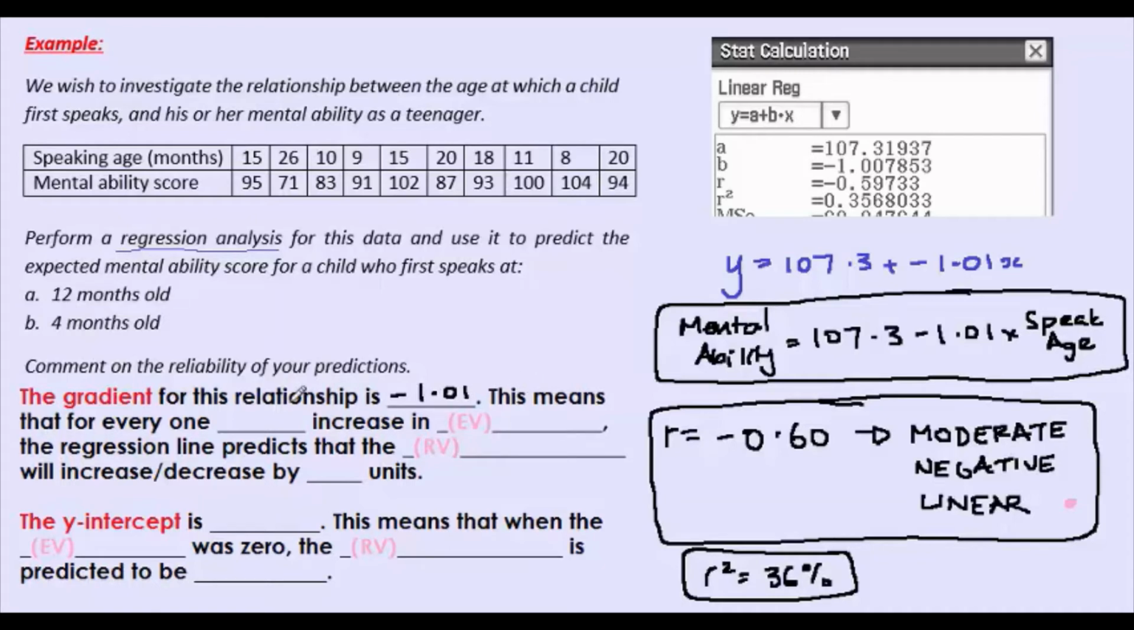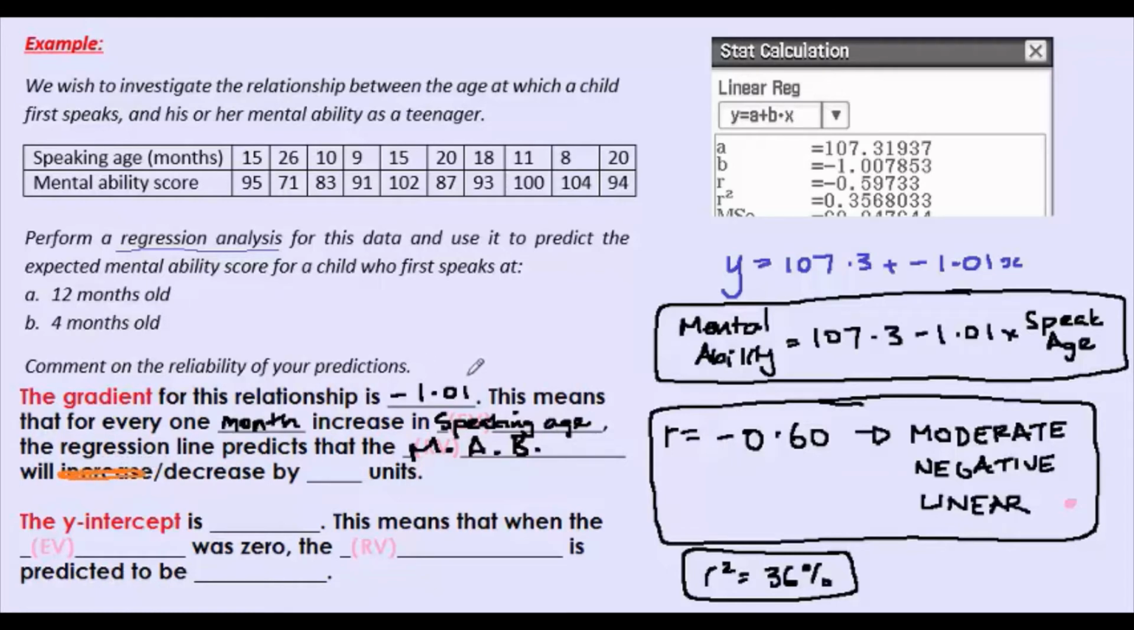This means that for every one, whatever unit this is, so for every one increase in the explanatory variable, now the unit is month, so I'll write that. In the explanatory variable, so this is speaking age, the regression line predicts that the mental ability score, we'll just call it the MAB, will increase or decrease. Now, a negative score means it will decrease. A positive means it will increase. So what I'll do is I'll get out my pen and I'll cross out the increase in this case.